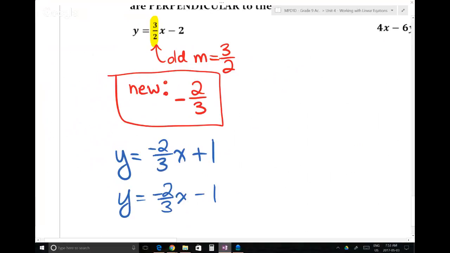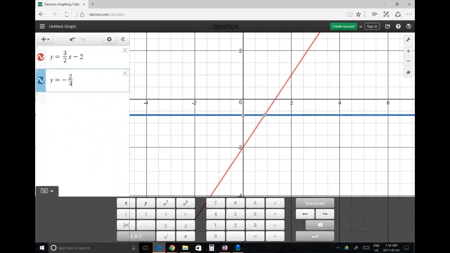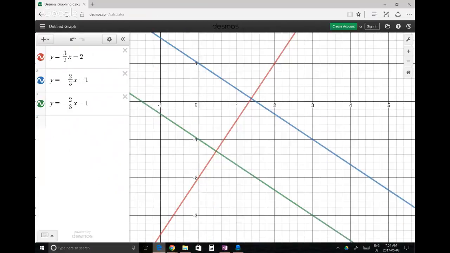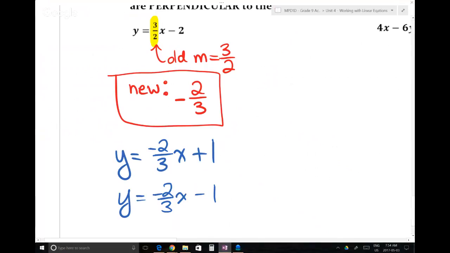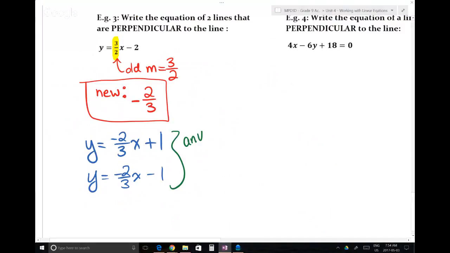And I'm going to put my two perpendicular lines in. y equals negative 2 over 3x plus 1, and y equals negative 2 over 3x minus 1. And you'll see that both of these are perpendicular to the original. They both run at 90 degrees to the original. They just have different intercepts. The intercept's determined by those b values, but the slope of both of them is perpendicular. And again, you could have used any b values here. You don't have to use the two I used. Any b value is okay.